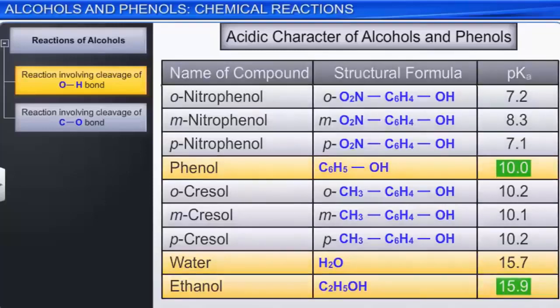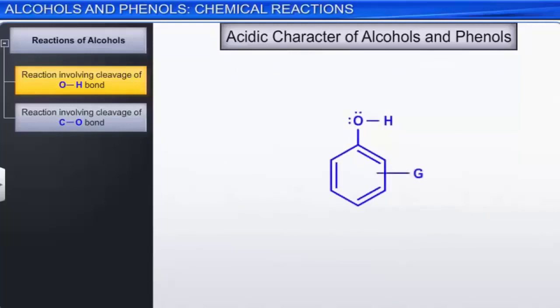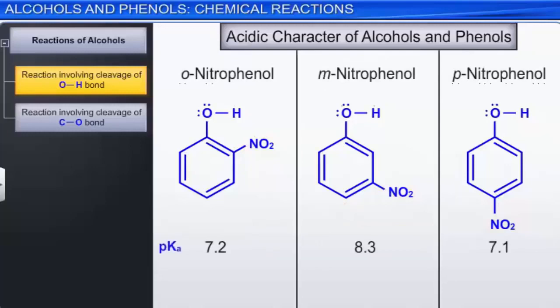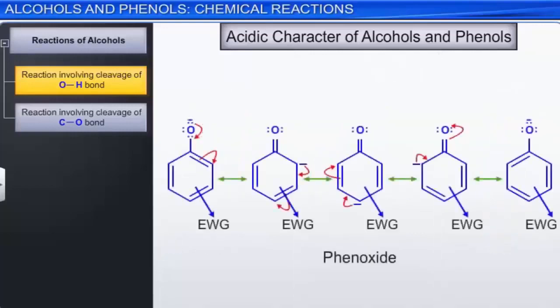Substitutions on the benzene ring of phenol can alter phenol acidity. The presence of electron withdrawing groups, such as the nitro group, makes phenols more acidic. This is especially true when the electron withdrawing groups are in either the ortho or para positions. In these positions, nitro groups allow for resonance structures that stabilize the phenoxide ion by allowing more delocalization of negative charge.